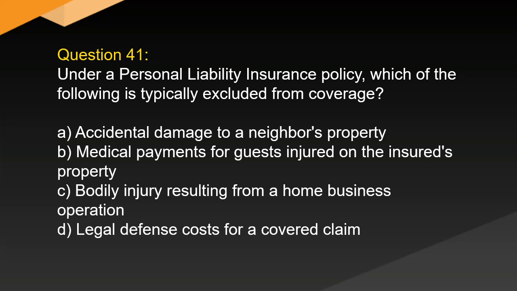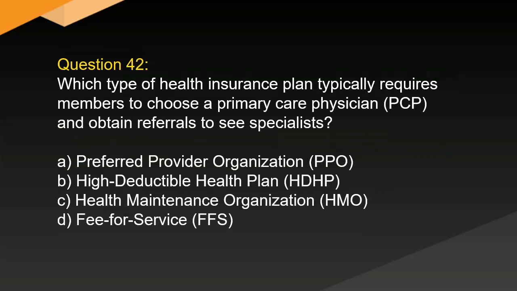Question 41. Under a personal liability insurance policy, which of the following is typically excluded from coverage? A. Accidental damage to a neighbor's property. B. Medical payments for guests injured on the insured's property. C. Bodily injury resulting from a home business operation. D. Legal defense costs for a covered claim.